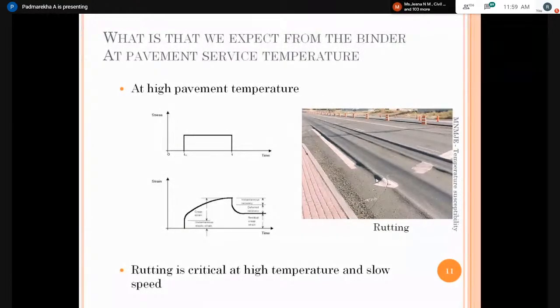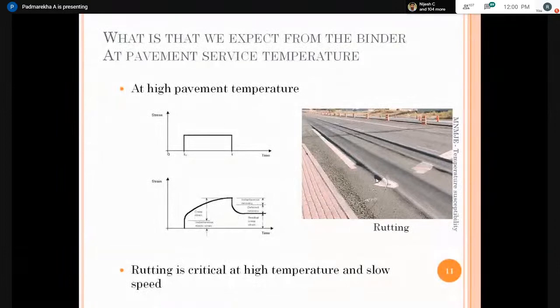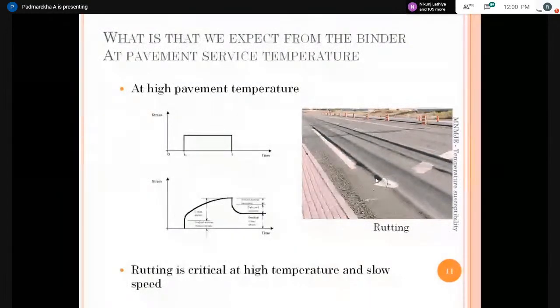We have seen that the pavement temperature at different locations can be as high as 70 degrees Celsius and sometimes as low as 0 or minus 10 degrees Celsius. This is at different locations, and the temperature is not constant, it is a cyclic variation. So what will happen at higher temperature, near 70 degrees Celsius, and what will happen at lower temperature, maybe near 0 or sub-zero temperature?